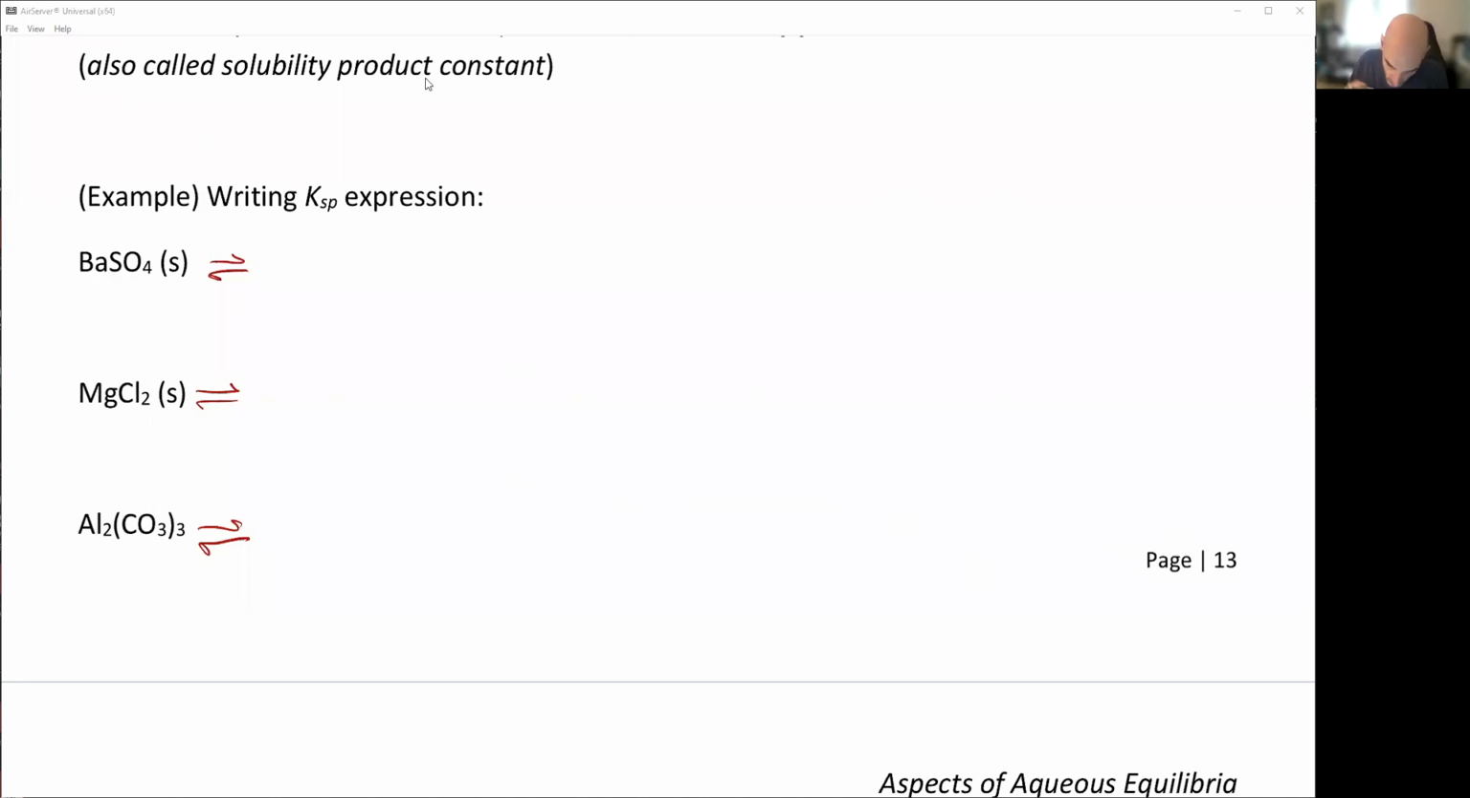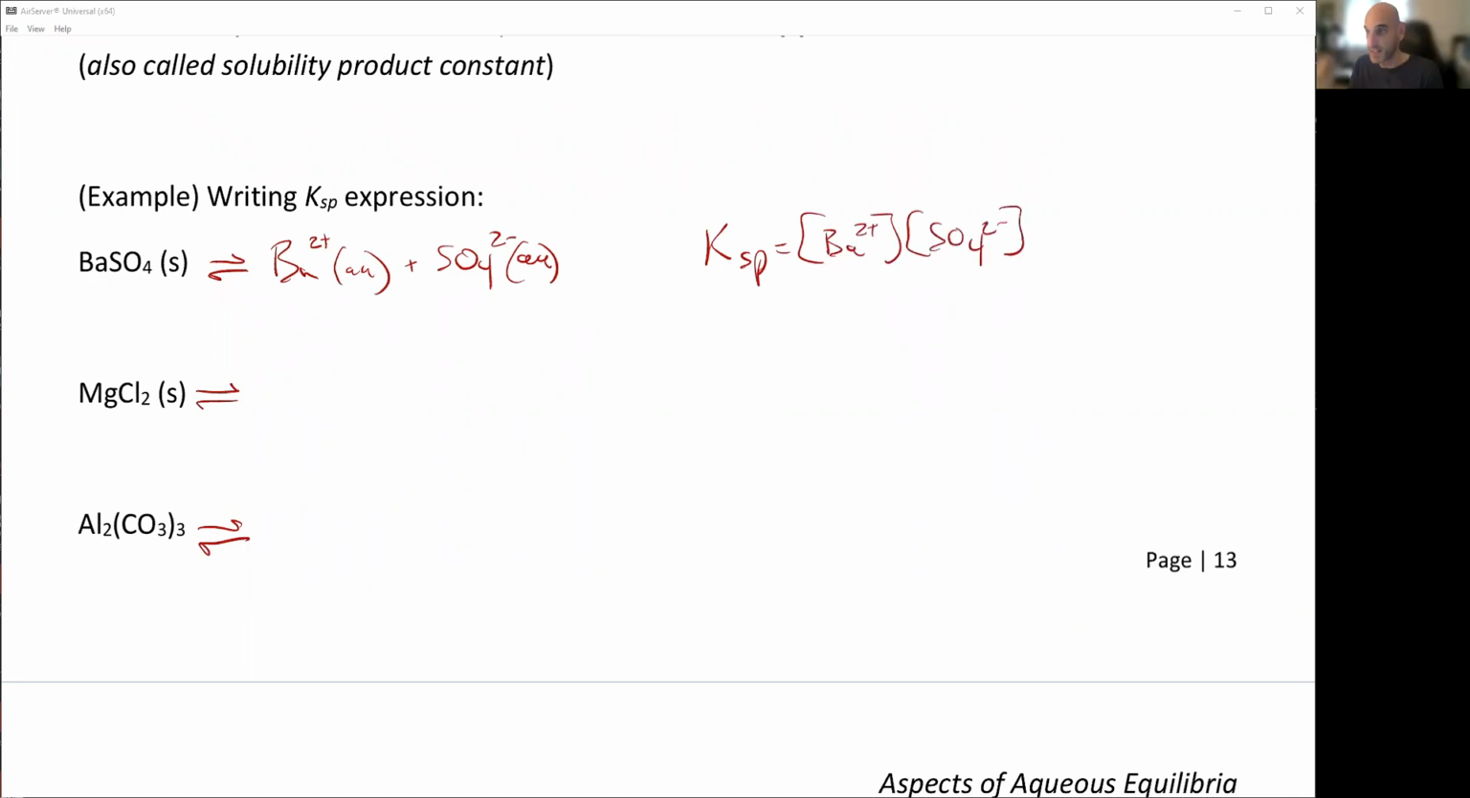Okay, so what we got, barium sulfate. Barium sulfate is going to break into barium 2 plus, aqueous, and SO4 2 minus, aqueous. The Ksp is equal to the concentration of barium 2 plus times the concentration of SO4 2 minus. That's it. That one's simple, straightforward. How about MgCl2? Mg 2 plus and 2 Cl minus. So I'm going to stop writing aqueous here just to move this along a little bit. The Ksp is equal to the concentration of Mg2 plus times the concentration of Cl minus squared.